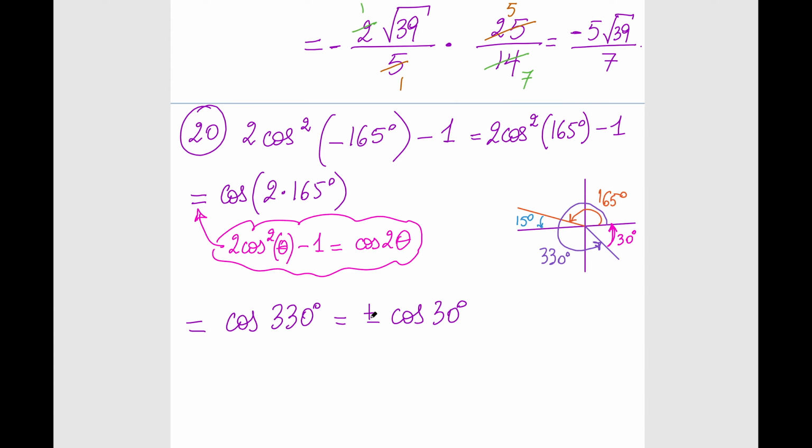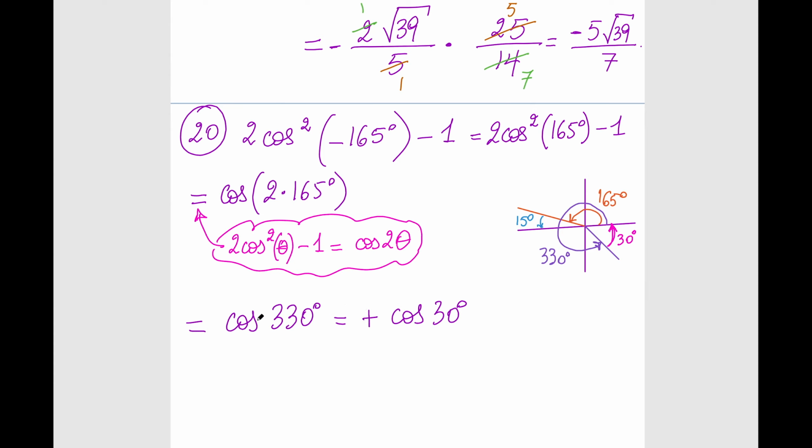Well, this is dictated by where theta is, where this 330 degrees is. It's in the fourth quadrant. And what's the sign of cosine in the fourth quadrant? Cosine is positive here, right? So the sign is going to be plus. So I'm going to erase this. I'm going to write plus, right?